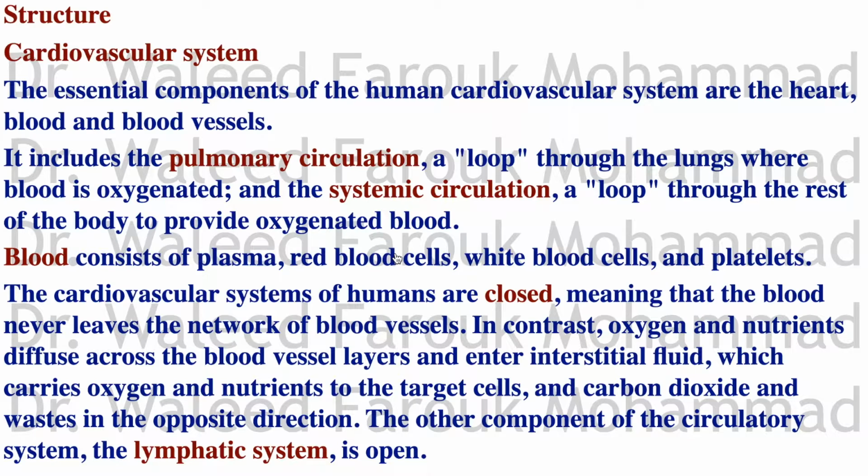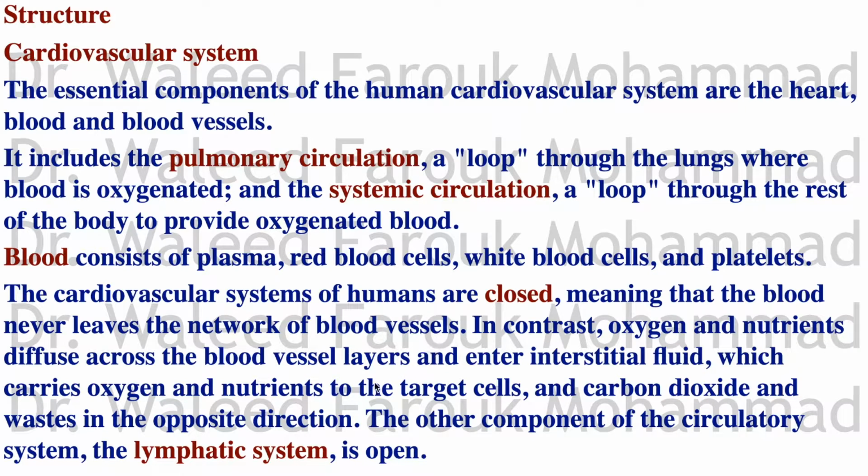The essential structures or components of the cardiovascular system are the heart, blood, and blood vessels. Pulmonary circulation means a loop through the lungs where blood is oxygenated, and systemic circulation means a loop through the rest of the body to provide it with oxygenated, nutrient-rich blood. Blood, as we know, consists of plasma, red blood cells, white blood cells, and platelets. Actually, the proper name for red blood cells is red blood corpuscles because they don't have a nucleus.